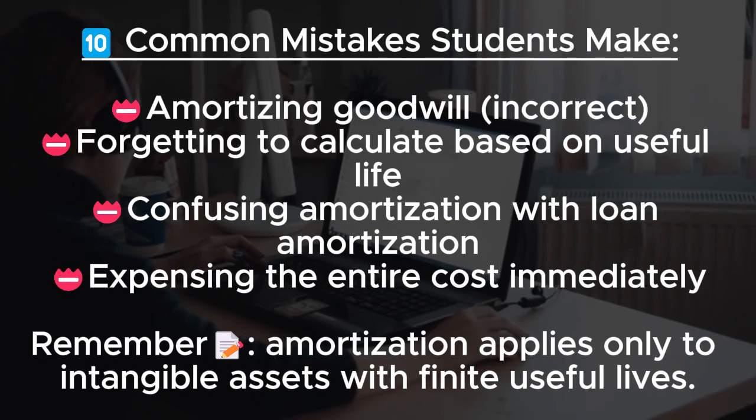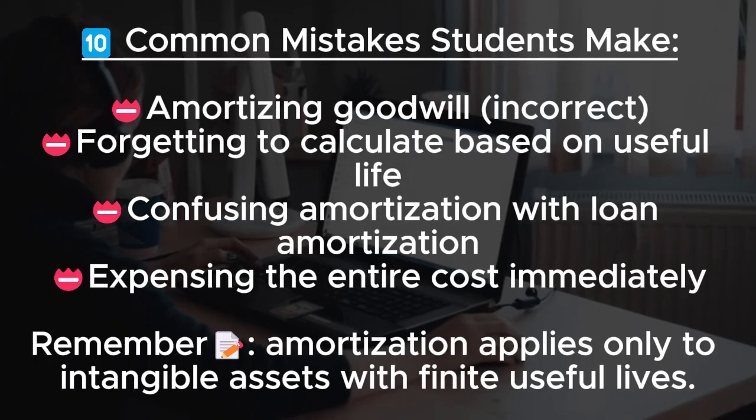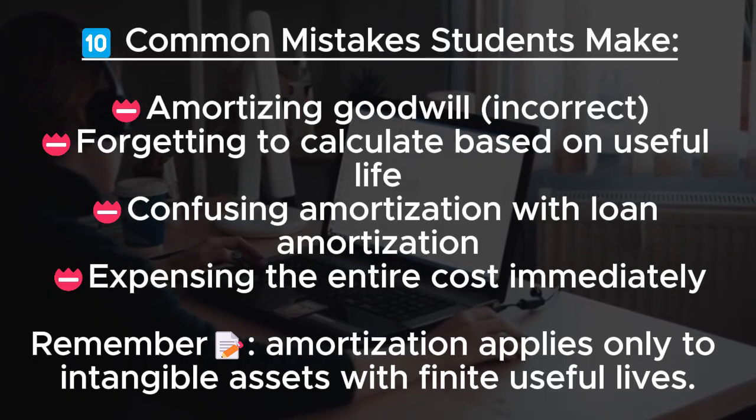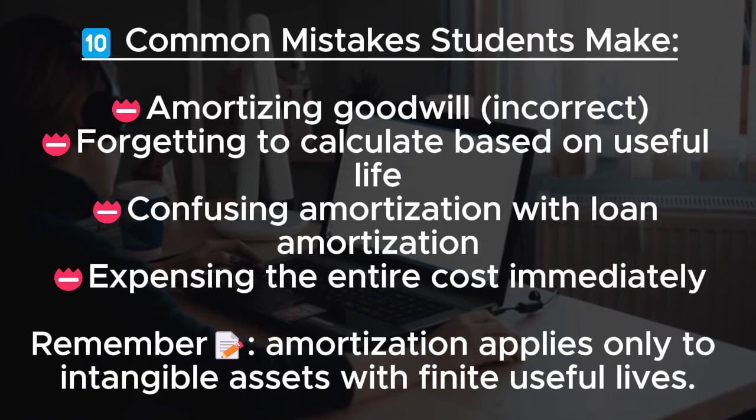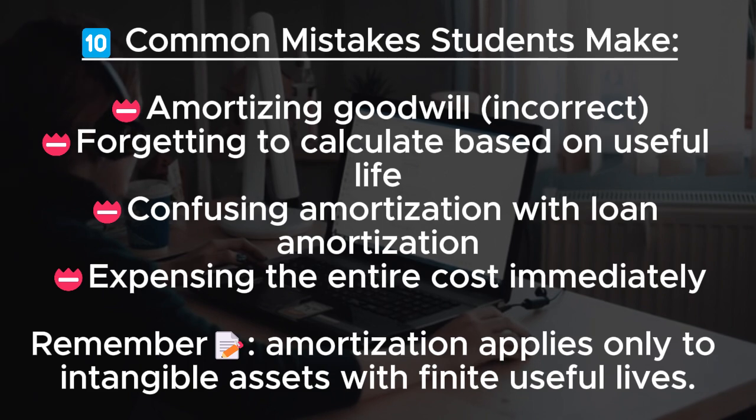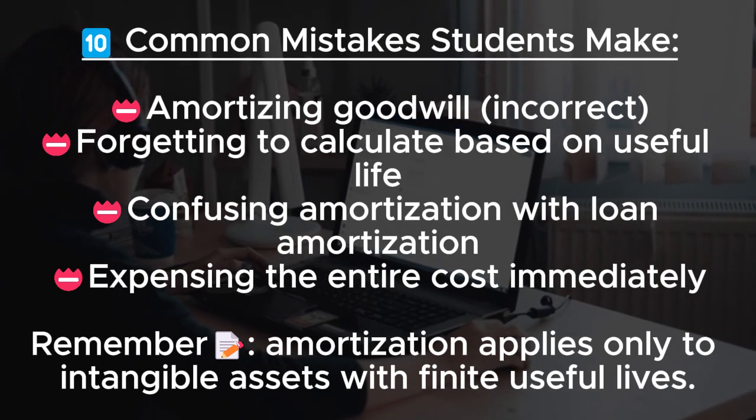10. Common mistakes students make. Let me quickly mention common errors. Amortizing goodwill, that is incorrect. Forgetting to calculate based on useful life. Confusing amortization with loan amortization. Expensing the entire cost immediately. Remember, amortization applies only to intangible assets with finite useful lives.